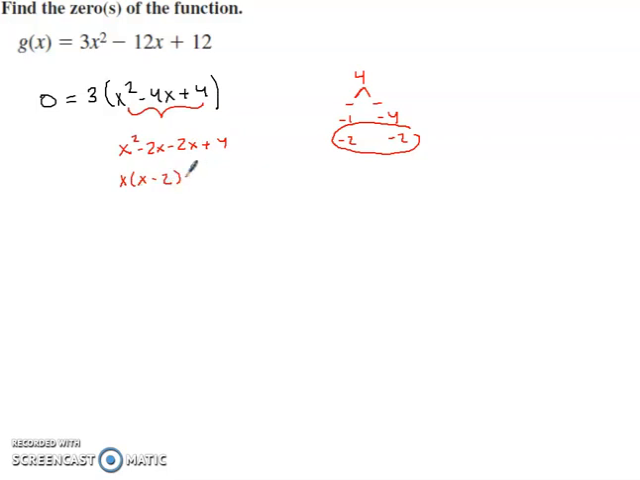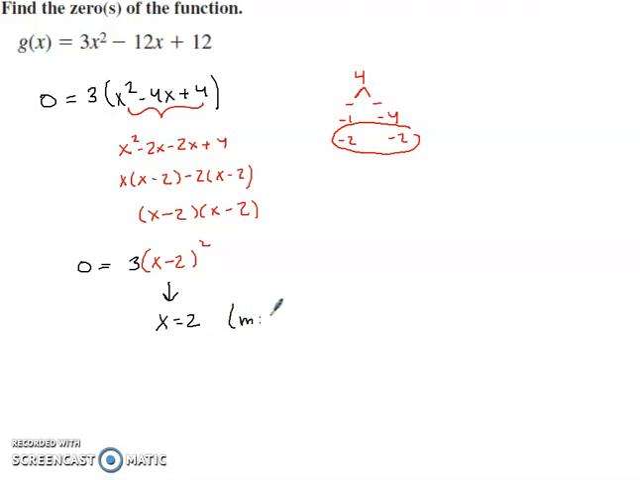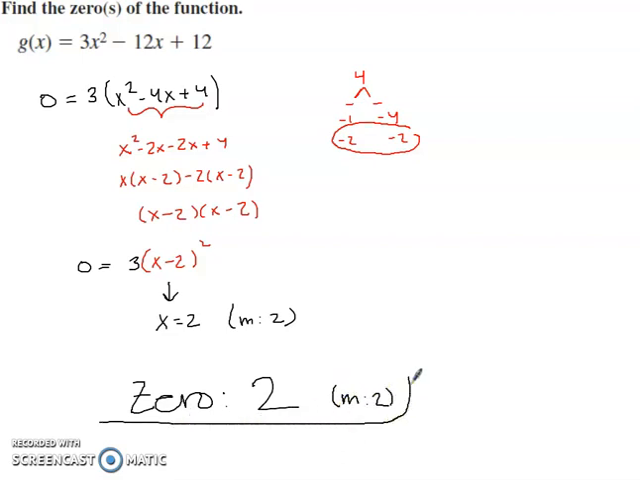And factoring by grouping, I've got x minus 2 times x minus 2, or x minus 2 squared. So in factored form, I've got 3 times x minus 2 squared, which means that the 0 occurs where x is positive 2. And you may remember briefly in the past we have talked about multiplicity. This 0 shows up 2 times, so x equals 2 with a multiplicity of 2. So there is only one 0, it is at 2, but it does have a multiplicity of 2, or it occurs in 2 factors.